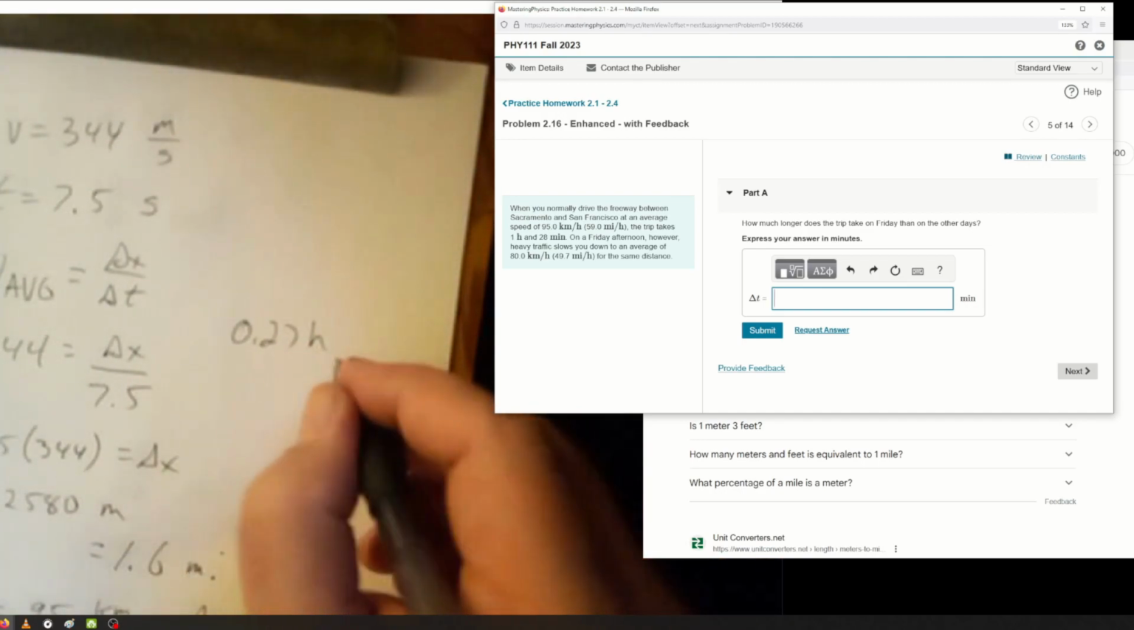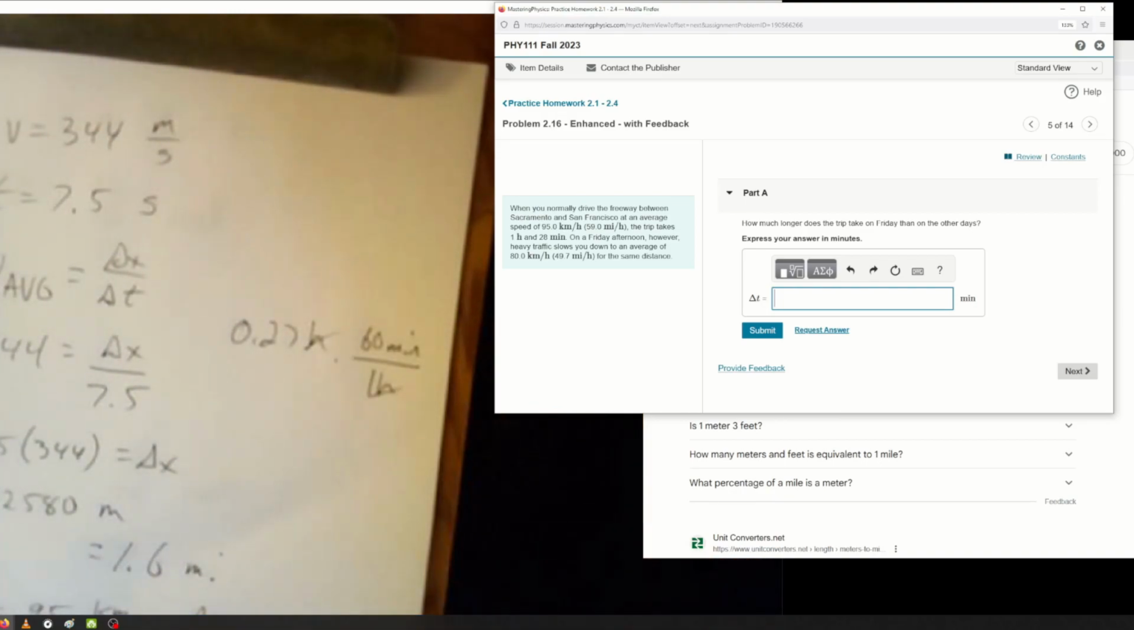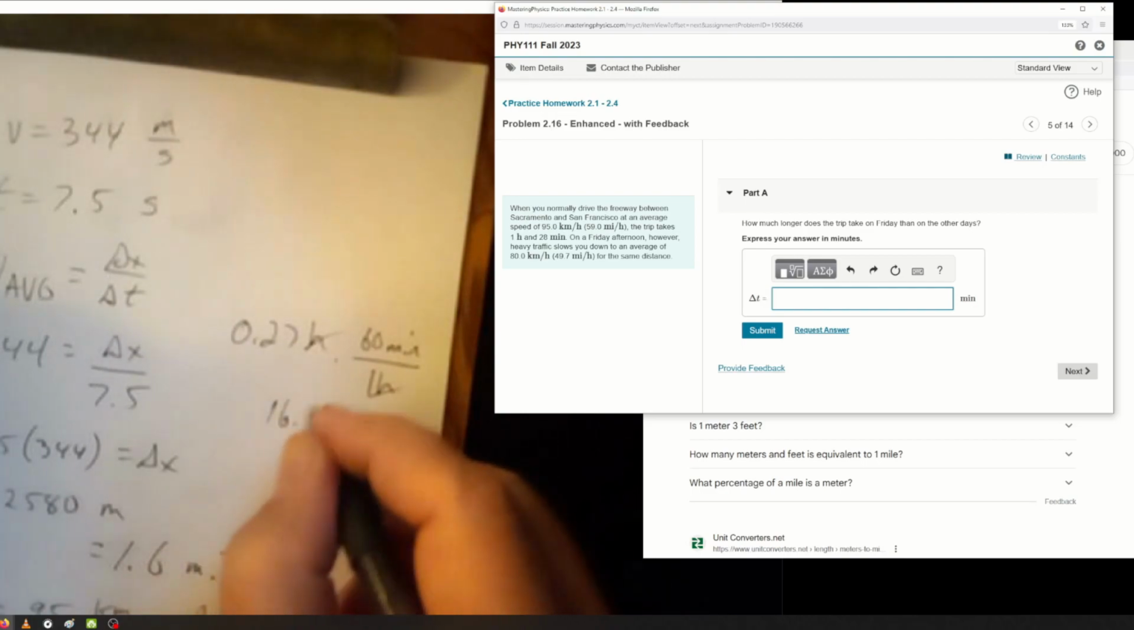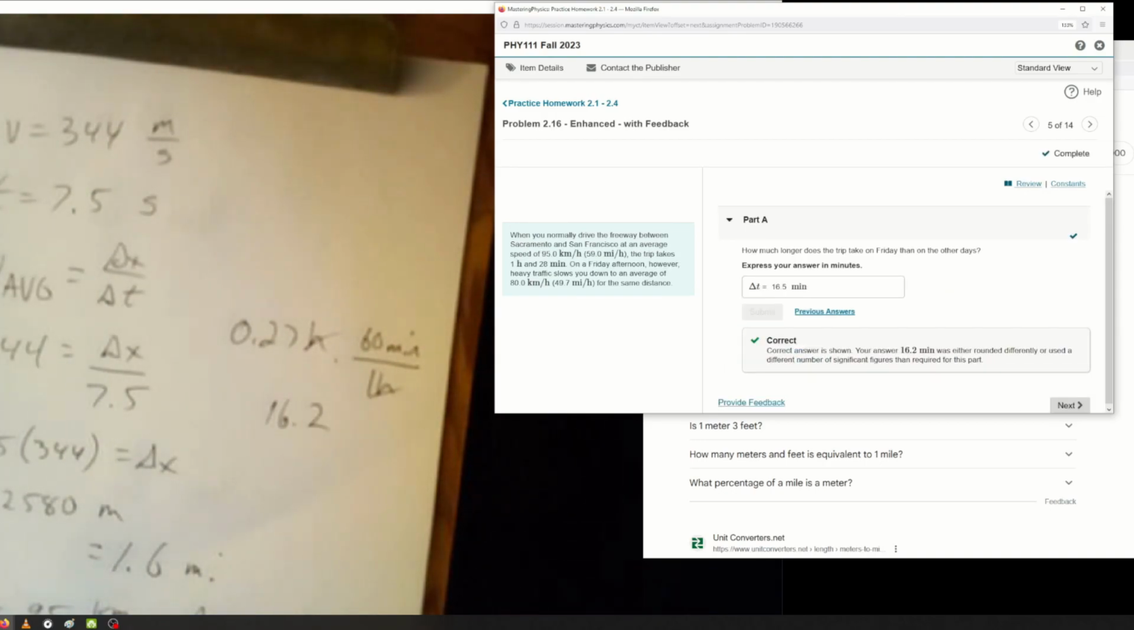That's how much longer it takes on Fridays. 1 hour is 60 minutes, so we'll have to multiply that by 60 to get 16.2 minutes. So it takes 16 minutes longer on Friday to travel that. Now I notice it says 16.5. It's a rounding error because I am rounding my numbers to 2 decimal places. If you keep more decimal places, you'll get closer to the exact value here. But good that the computer recognizes there is rounding error, so that's good.